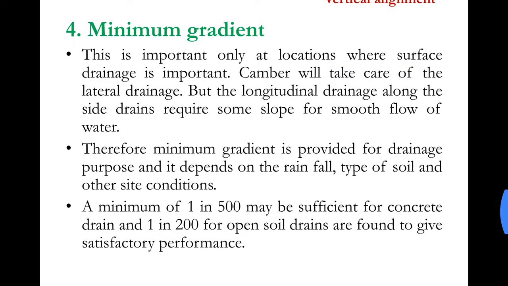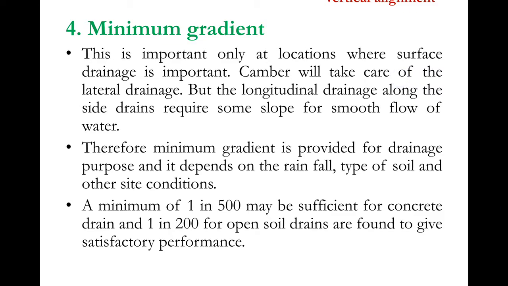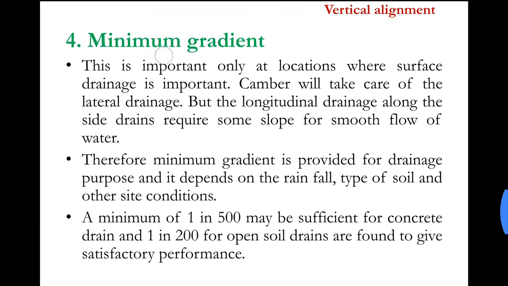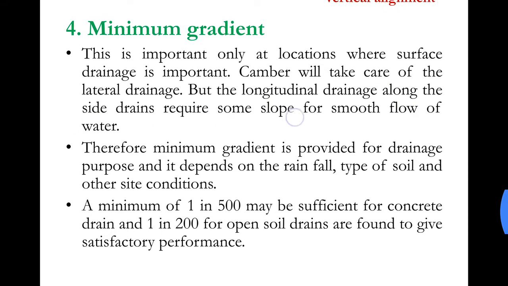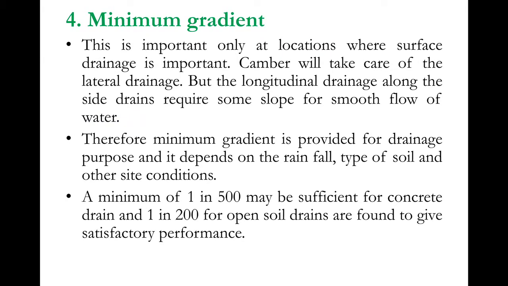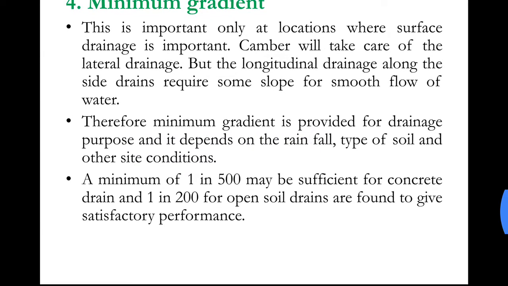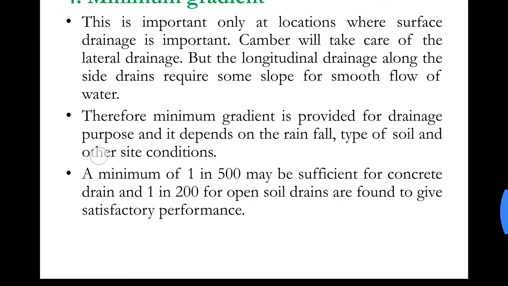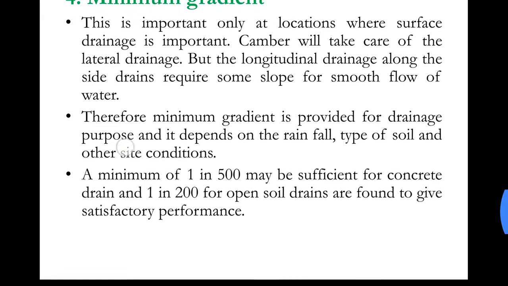Camber will take care of the lateral drainage. As you already know what is camber, it is the lateral slope provided on the road. So this takes care of the lateral drainage, and the longitudinal drainage is taken care of by the minimum gradient. But the longitudinal drainage along the side drains requires some slope for the smooth flow of the water. Therefore, minimum gradient is provided for drainage purpose, and it depends on the rainfall, type of soil, and other site conditions. So this slope will depend on three factors: rainfall, type of soil, and other site considerations.